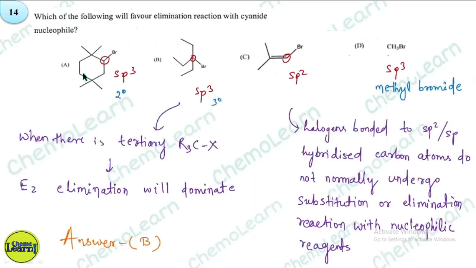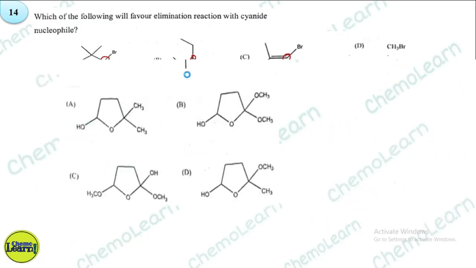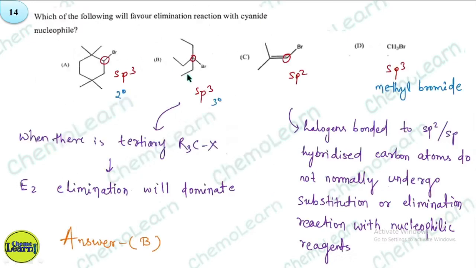In option A, we have this bromine atom attached to sp3 carbon atom, and in option B, we have bromine atom attached to sp3 carbon atom again, and in option C, bromine atom is attached to sp2 carbon atom. And halogens bonded to sp2 or sp hybridized carbon atom do not normally undergo substitution or elimination reaction with nucleophiles. So option C cannot be our answer. Find out among A and B.